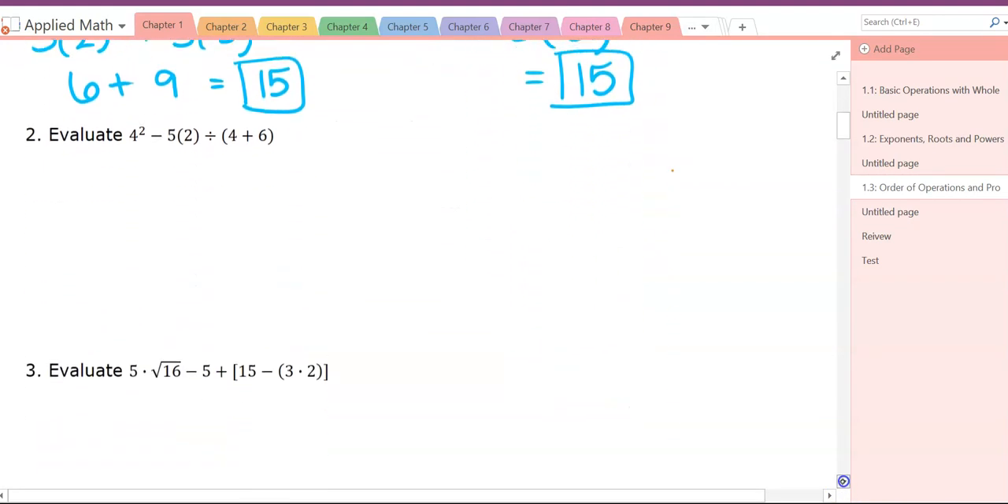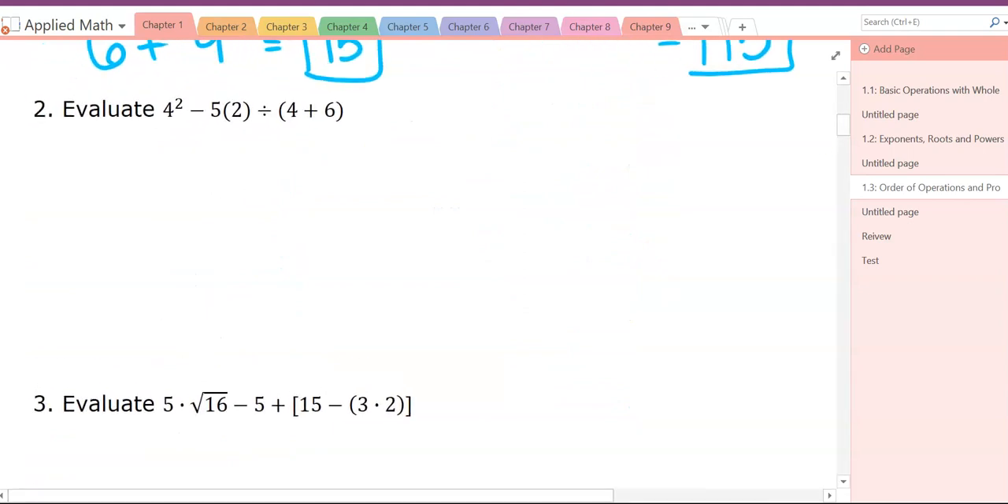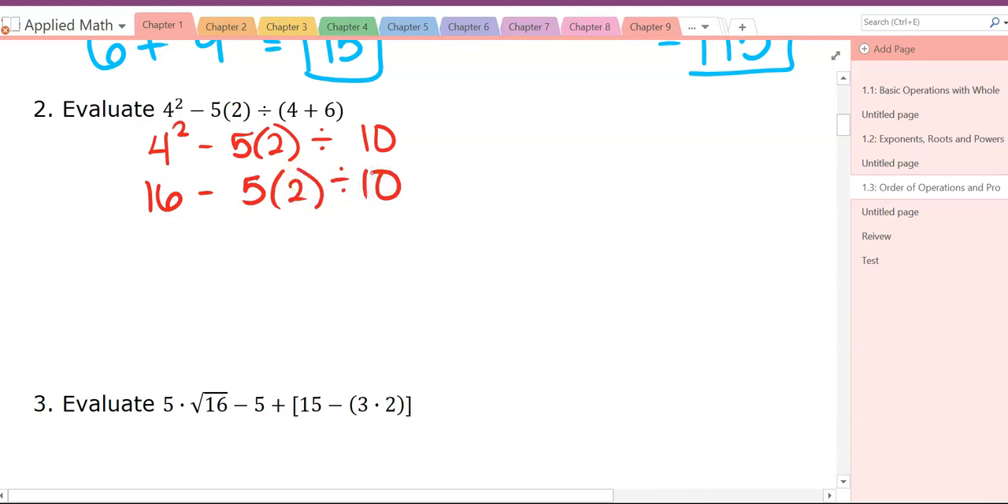Going on to the next one here. I'm going to start first by simplifying the piece at the end in the parentheses. So I have 4 squared minus 5, this is being times 2, divided by 10. Next would be the exponent, so 16 minus 5 times 2 divided by 10. So now multiplication and division comes next, so I see that 5 times 2, which would be 10, and then divided by 10. 10 divided by 10 is going to be 1, so we have 16 minus 1, so final answer is 15.